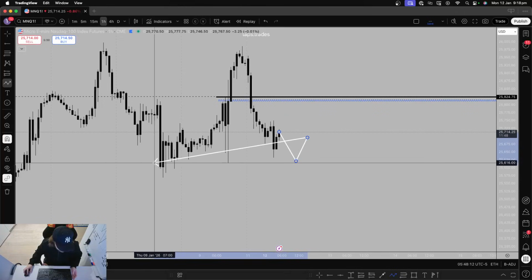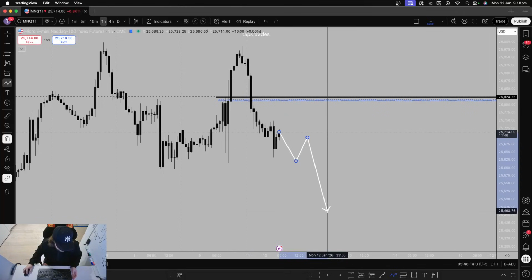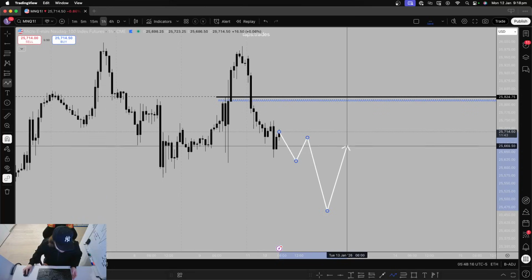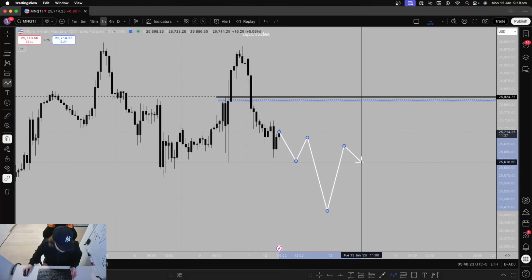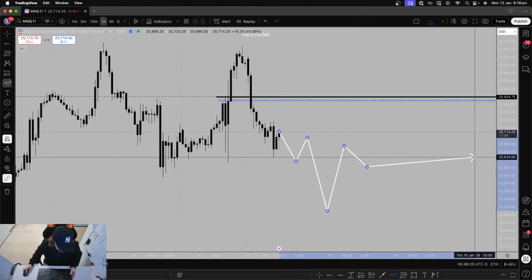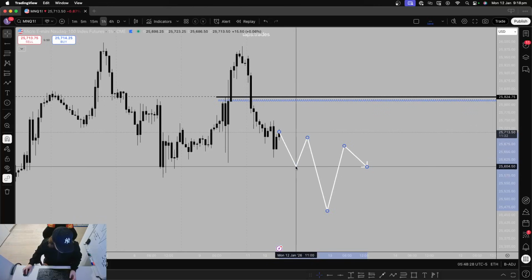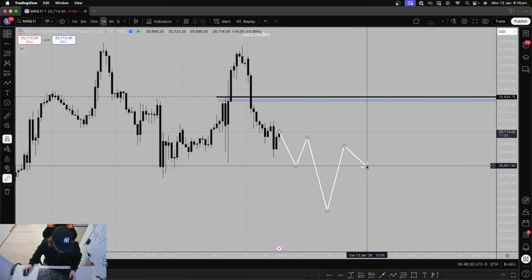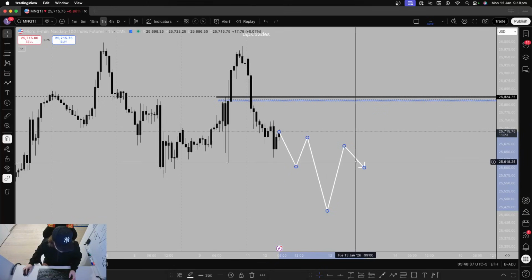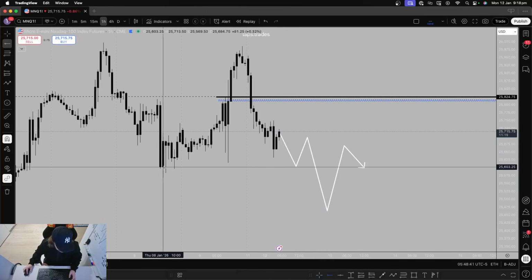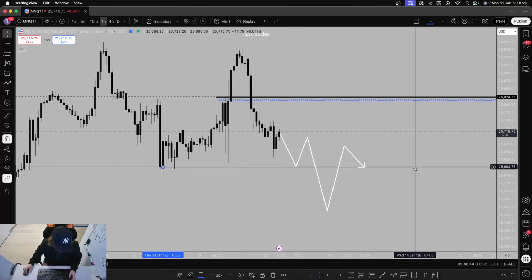So we want price to break below this level here, creating an indication for price to then come back, creating a lower high, to then break below this level again. Something like this. So we've got that lower low, lower high, lower low, creating that indication. So we could say our level of interest is going to be somewhere around here, which is based on this level here.